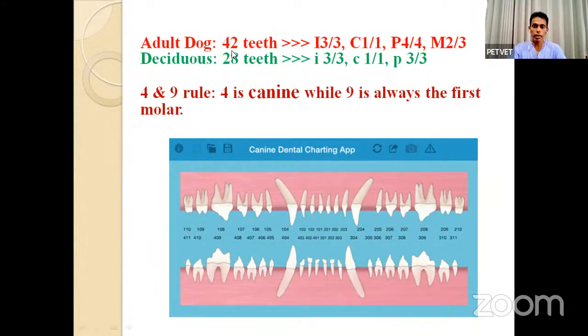As we said, the adult dog will have 42 teeth and the puppy will have 28. So the dental formula is like this. Now this I denotes the incisors and it is capital. So this is the permanent set of teeth, and the simple one is the deciduous one. So you can write the dental formula like this, and you have this 4 and 9 rule. 4 is canine, while 9 is always the first molar.